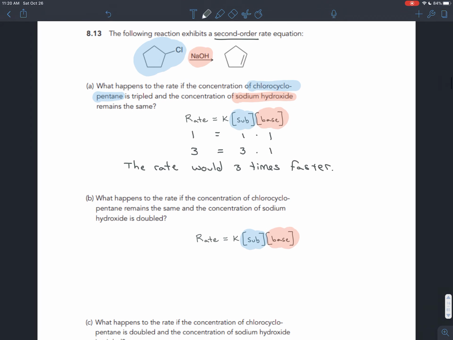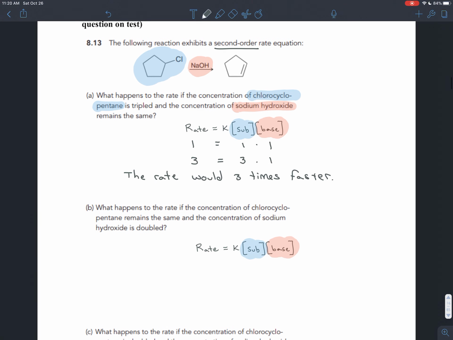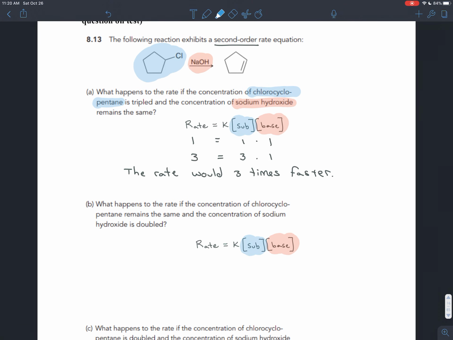Okay, so that's that one. The rate would go 3 times faster. How about in B? It says, what happens to the rate if the concentration of chlorocyclopentane, that's our substrate, remains the same? Okay, so we're comparing everything to 1. What if that remains the same, and the concentration of the base, sodium hydroxide, is doubled? In that case, 1 times 2, the rate would double.